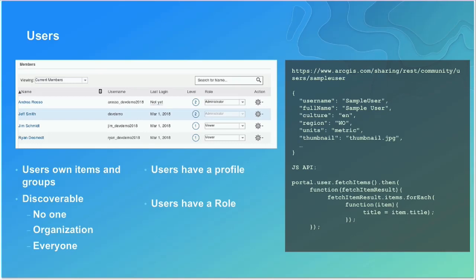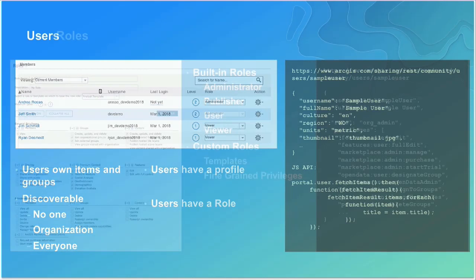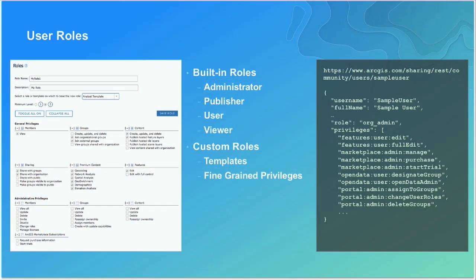And then users have roles. So roles determine what a user can do. We have some built-in roles into ArcGIS Online that come out of the box. One is the administrator, who's your super user. They can actually do anything and everything in your organization. There's a publisher, who is a user who can publish feature layers and tile layers and basically services.